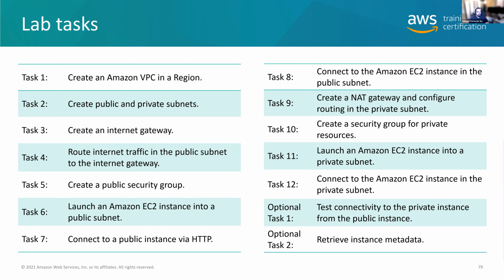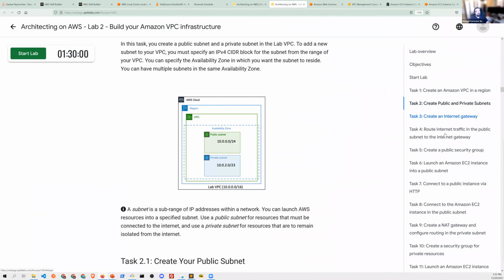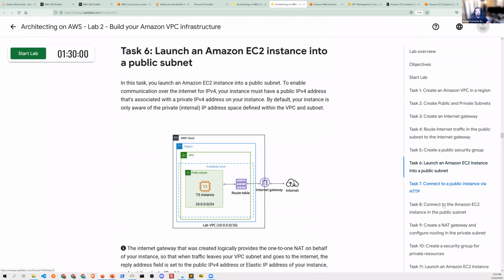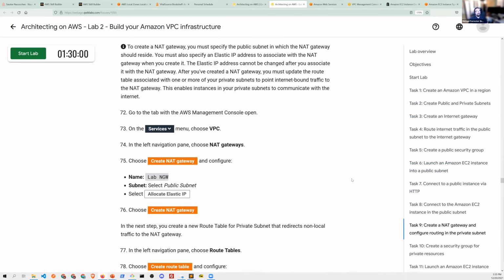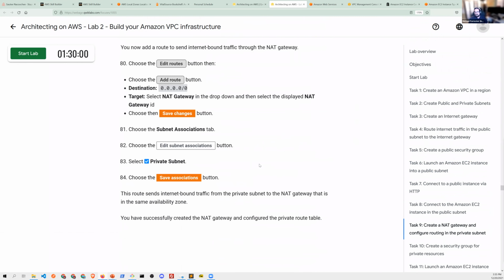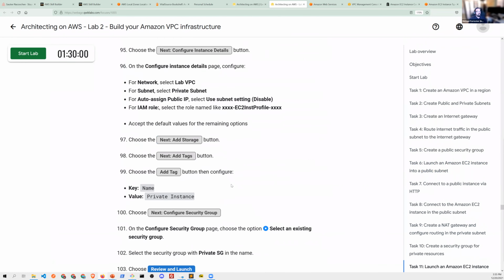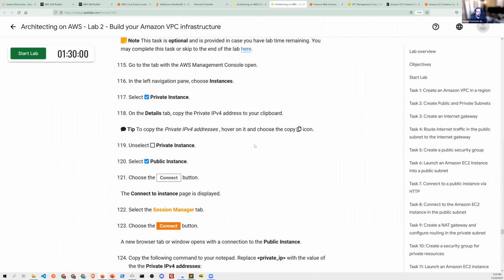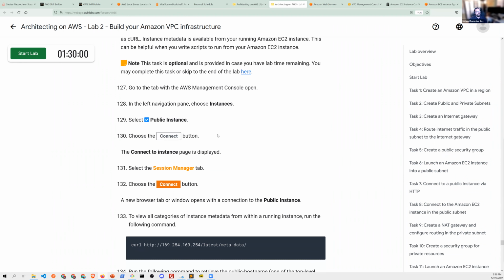Okay, so that's it. If you look at the lab itself, note that it just lists all the tasks that I gave you. That's all you've got. So my recommendation is make sure you stay very, very detail oriented. Don't miss a step. Pay attention to what you're doing. Let me know if it doesn't make any sense. This is what you're doing until you get to the optional section. When you get there, you're going to test connectivity, which I think should fail, if I remember correctly. And then you're going to retrieve the instance metadata, which is going to be fun in and of itself.